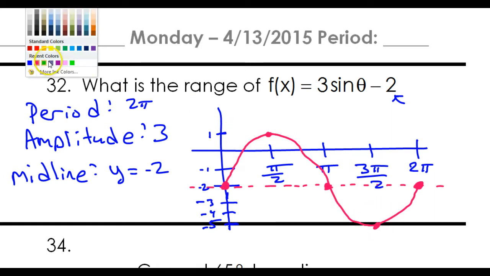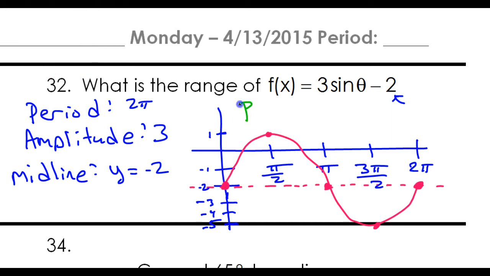So that's why the range, which is what we are really here for, is going to go from a low of -5 to a high of 1. So that's the range, -5 to 1. Don't be thrown if you see this given as an inequality, where they say something like -5 is less than or equal to y, which is less than or equal to 1. This is another way of saying the range.